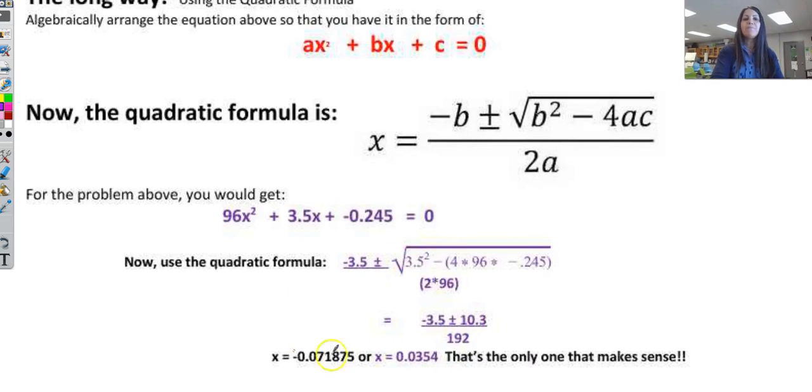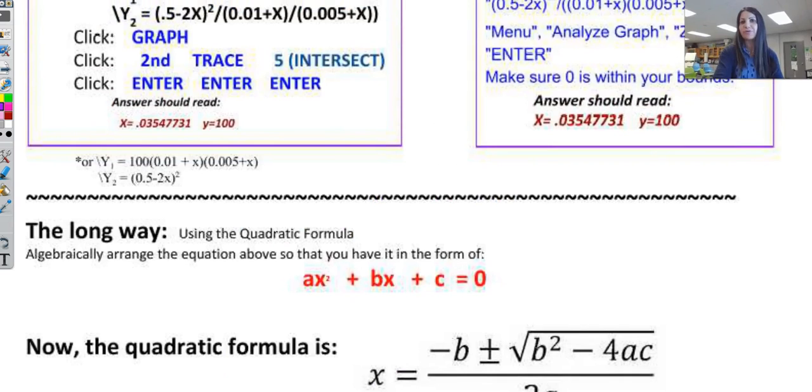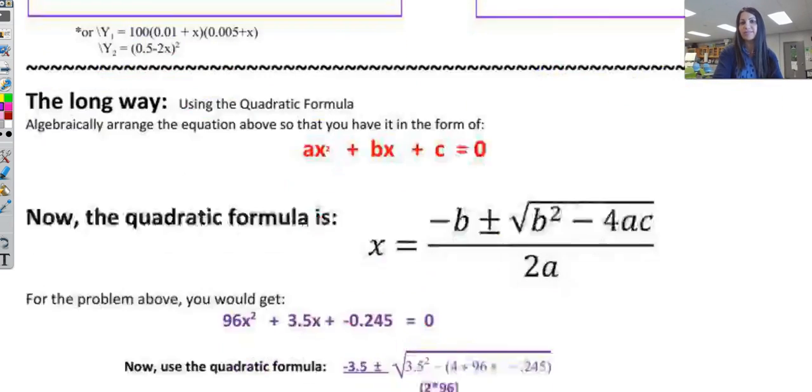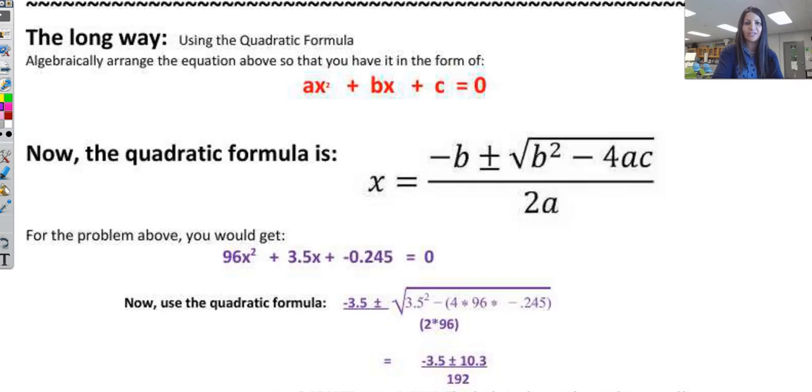And so again, you can get two values of x when you do this. Remember, you get a positive and a negative. One of them is negative, so ignore it. You would only use the positive number, which is 0.0354. That's the one that makes sense. You would get the same answer whether you graphed it or not, so you get 0.0354 as your answer.